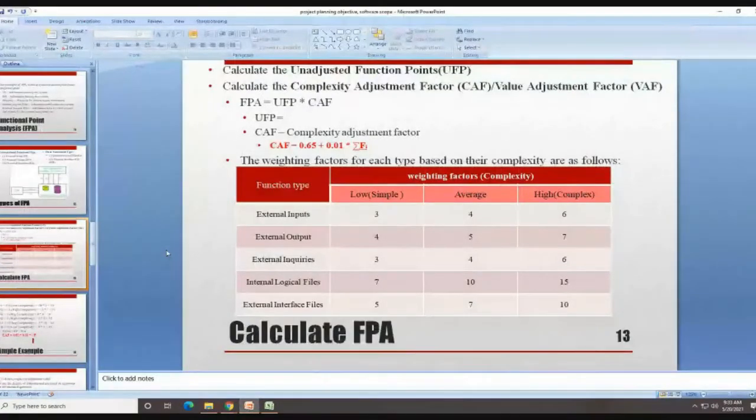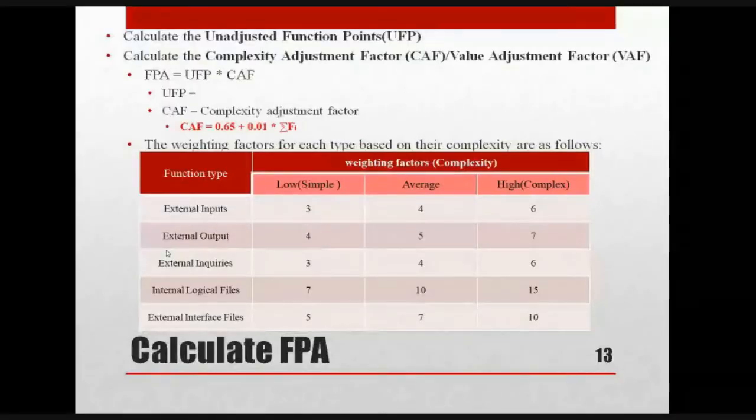Okay. So now let us calculate the functional count, or functional point analysis. How to calculate it? There are some very simple formulas. I request you to just follow the steps. For the time being, don't worry about what is this unadjusted function points, what is this complexity adjustment factor, what is this value adjustment factor. Don't worry about it. For the time being, just follow the steps I am telling.